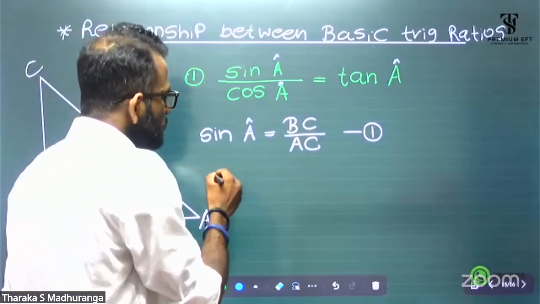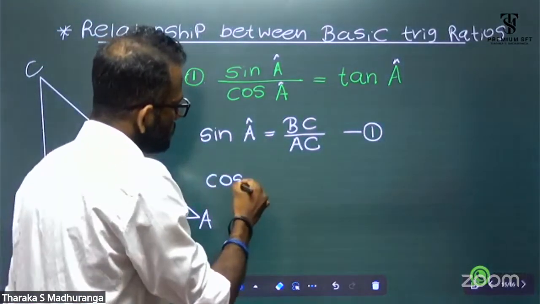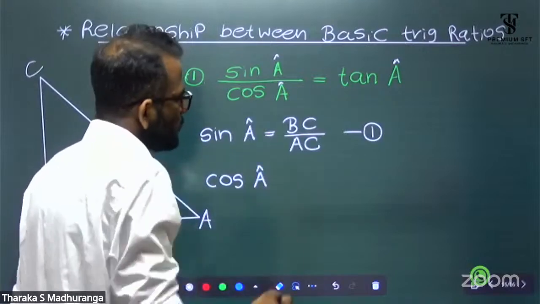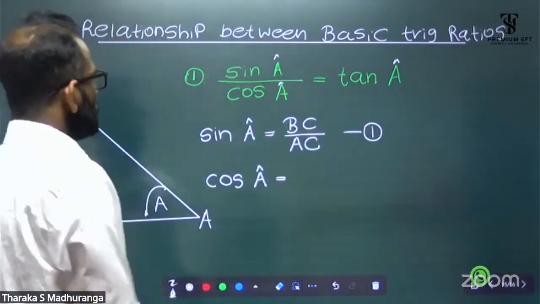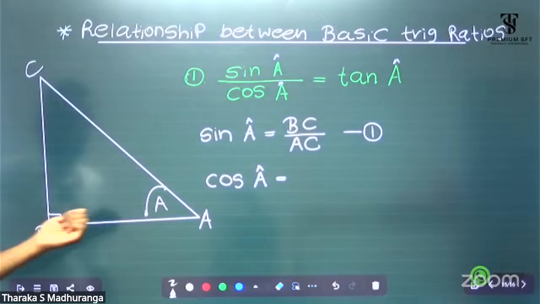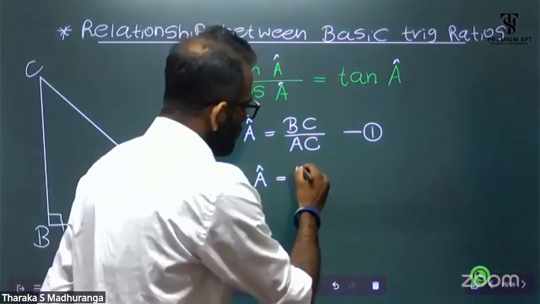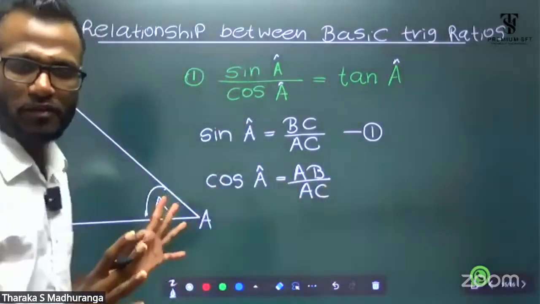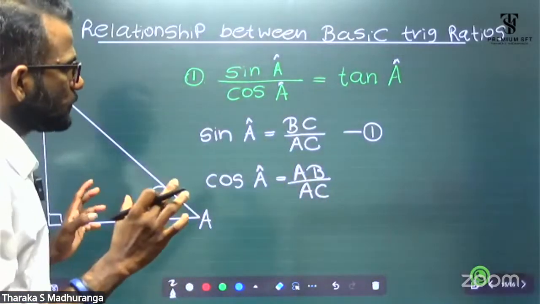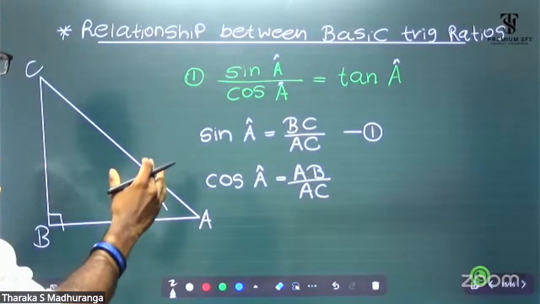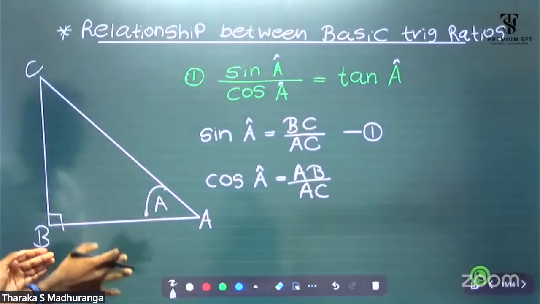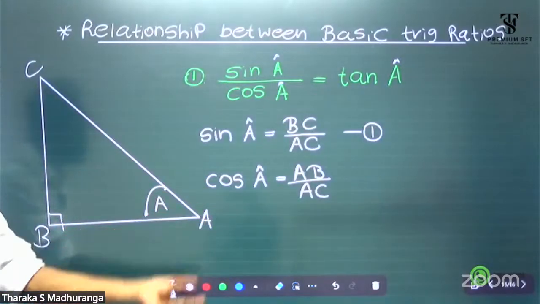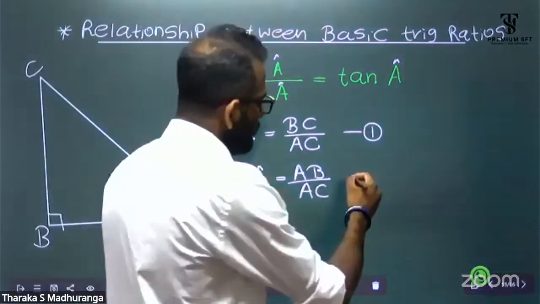If you take cos A, what happens? Cos A equals AB over AC. Okay, focus on trigonometric ratios. They're very simple. I have a standard right angle triangle and I have sine A and cos A.